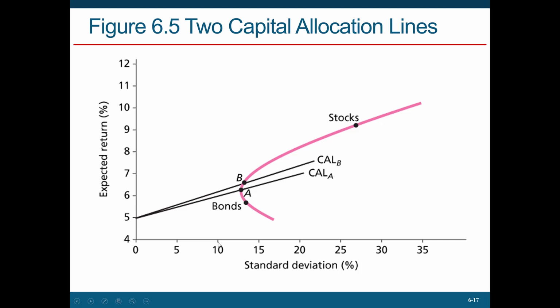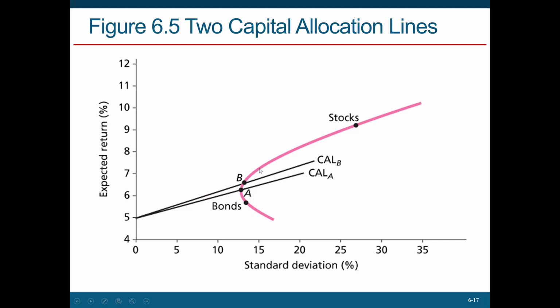So for 10% standard deviation, combinations of B are giving me a higher expected return than combinations of A, right? So therefore, I'm not going to choose A. I will also choose B, because for any given level of risk, I can always do better with B versus A. And therefore, if you just keep following this line of reasoning, why stop at B? Can you do better than B?